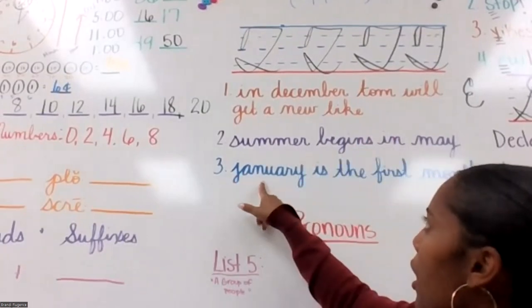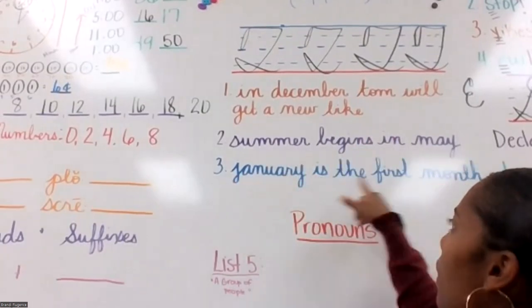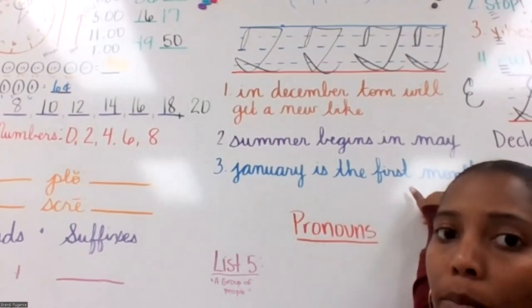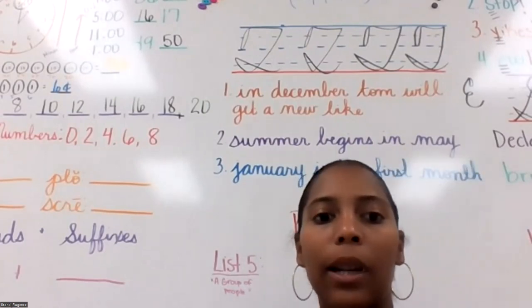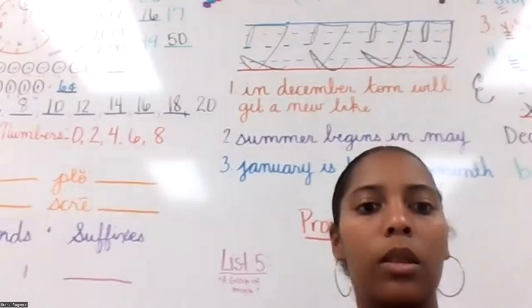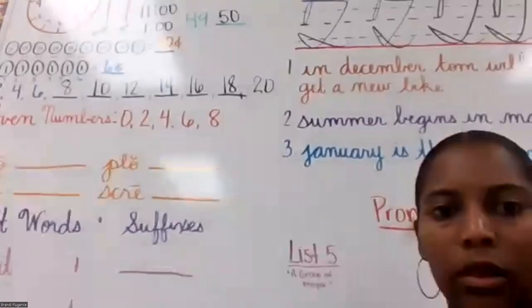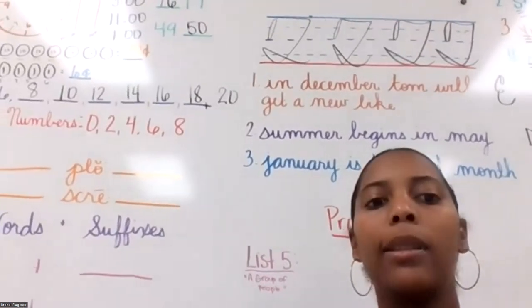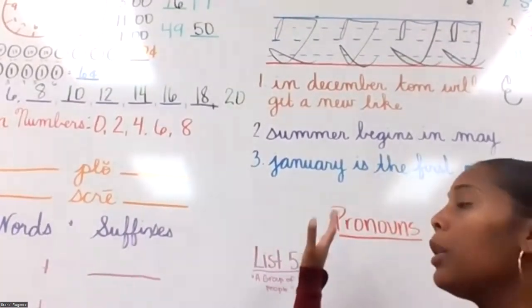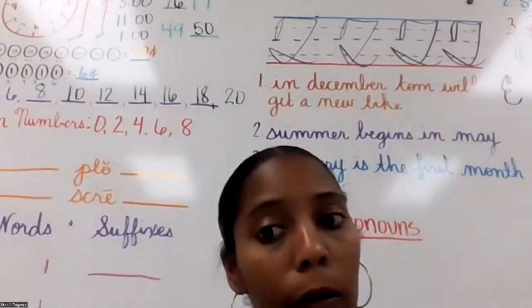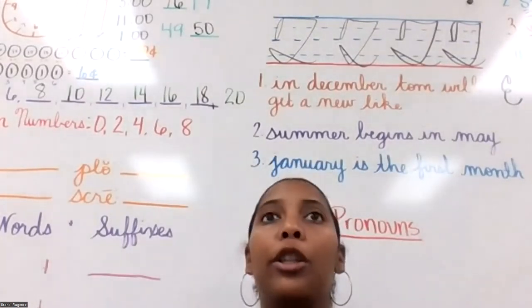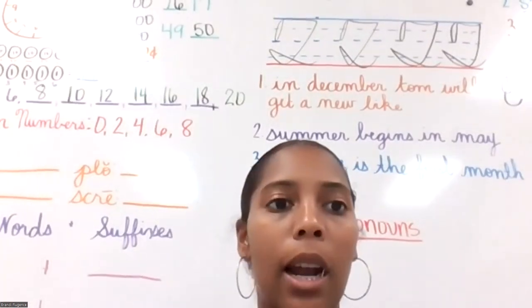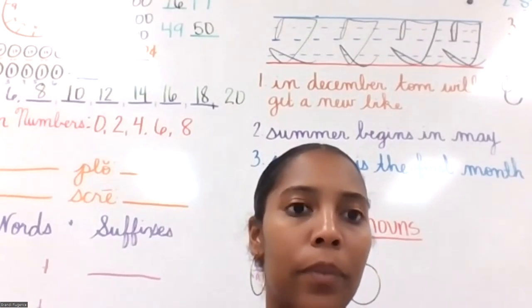And then number three, January is the first month. What is our proper noun in this one, Asa? January, which is a month. Good. Okay, so guys, you can go ahead and do all three of them. You read them over before you write them as well, making sure you capitalize your proper nouns. And then I will check them, okay?